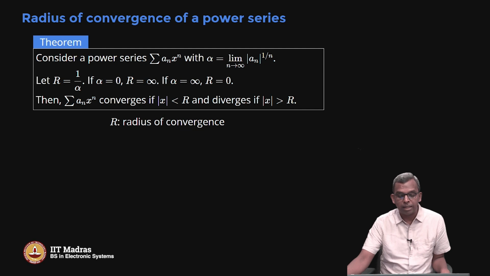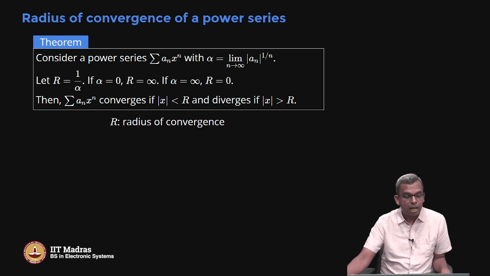We're looking at a power series summation a_n x to the power n, and I'm going to assume this particular limit exists and is equal to alpha. What is this limit? We have seen this before. It comes in the root test, right? Mod a_n raised to the power 1 by n. This limit as n tends to infinity has to exist and let it be equal to alpha. Okay, so that's how I'm going to say it. So this is the root test limit, and the root test limit is alpha.